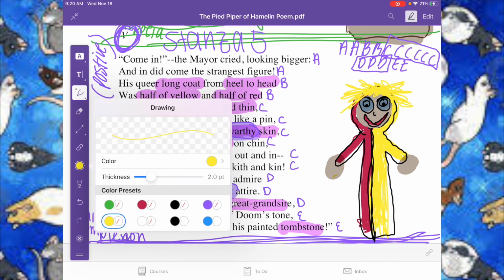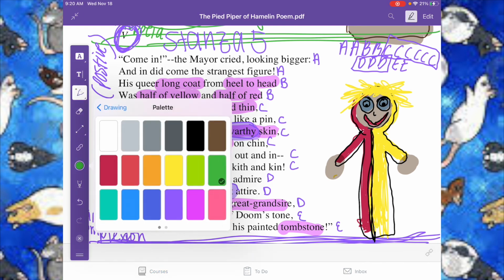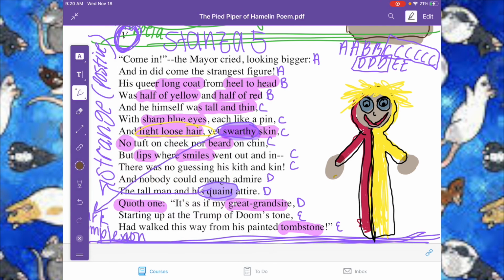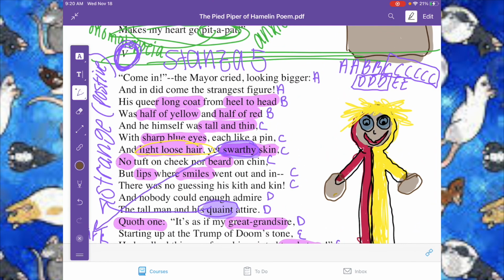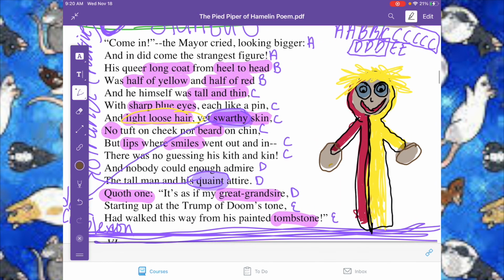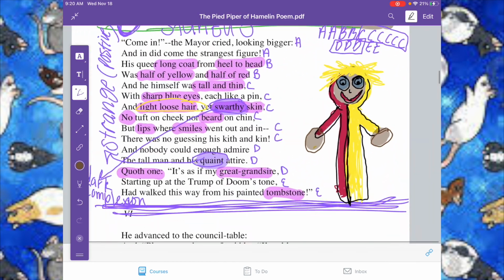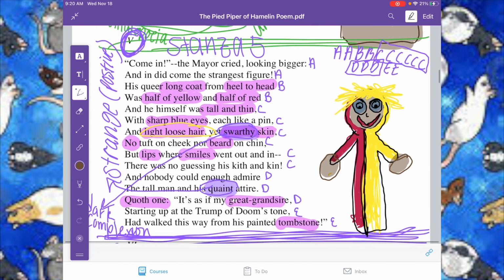So, knocks at the door, and this is who walks in. So let me ask you a question. You are the mayor. You're having a bad day. You're trying to come up with a solution to your problem. Trying to get rid of the rats. You're about to give up. There's a knock at the door. This guy comes walking in. What are you going to do? What are you going to think?